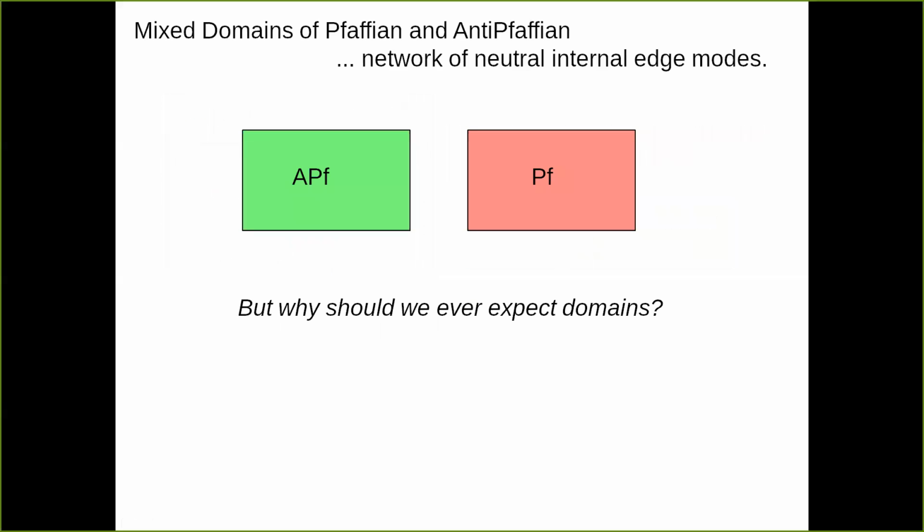Well, this argument, again, from the Halperin collaboration at Harvard, gives you an argument why it is you might expect to get domains so generically. It goes like this. So I'm going to draw things that are lower energy as being green and things that are higher energy as being red.